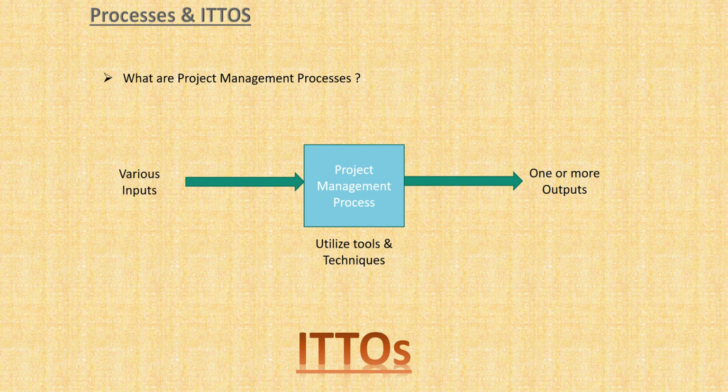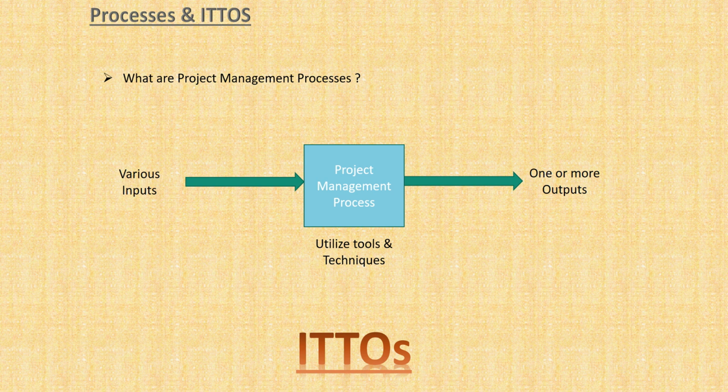Right? So the whole project management is nothing but an accumulation of multiple processes. If you have to deliver something as part of your project, you have to perform all the processes which are part of project management, right? So basically the cumulative performance of these processes gives us the ultimate deliverable of the project.